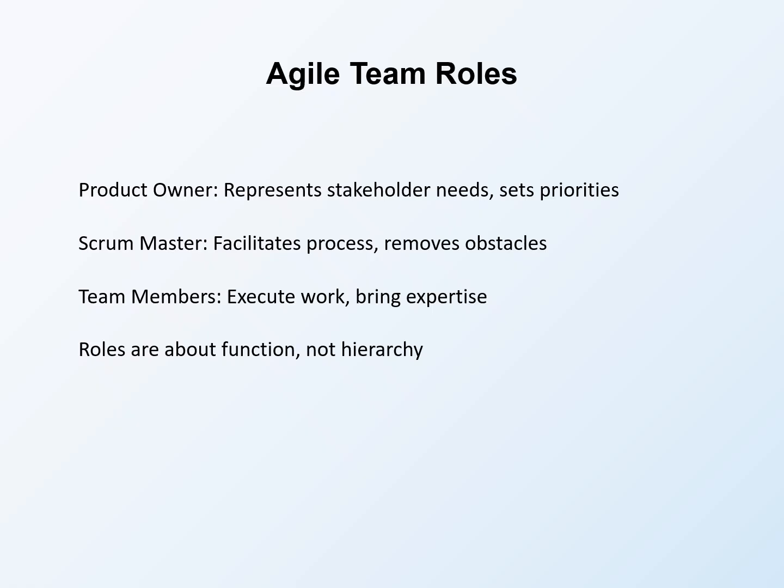The Scrum Master facilitates the process and removes obstacles. They're not the boss. They're the servant leader who makes it possible for the team to do its best work. They run meetings, track progress, and solve problems that block progress. Team members execute the work and bring their expertise. Each person contributes their skills to move the project forward. Here's what's important. These roles are about function, not hierarchy. The Scrum Master doesn't outrank team members. The product owner doesn't manage people. These are ways of organizing work, not traditional management structures.